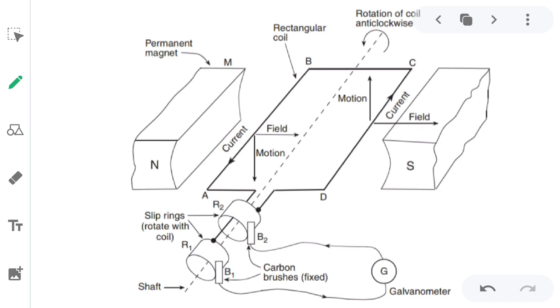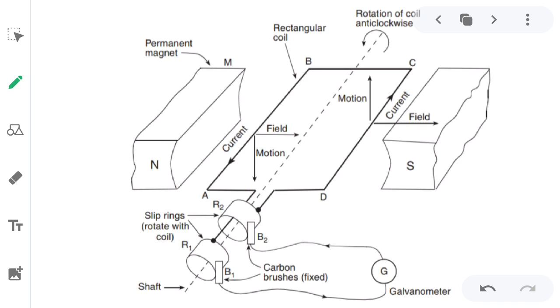Now let's see how the AC generator works. We have already seen that it converts mechanical energy into electrical energy. Now we will rotate this coil ABCD through mechanical energy. How will we provide that mechanical energy? With the help of this shaft. When we rotate this shaft in the anti-clockwise direction, the coil ABCD will start rotating with that shaft. So now let us consider we are rotating this shaft in the anti-clockwise direction.